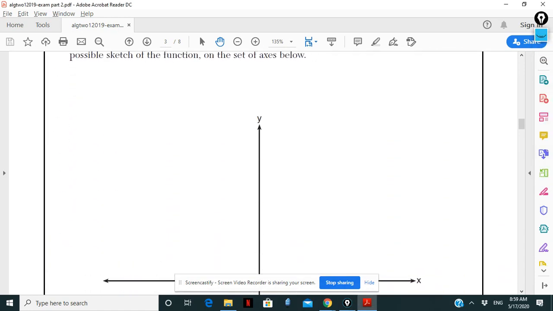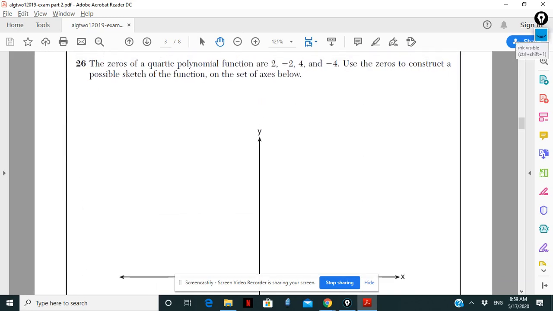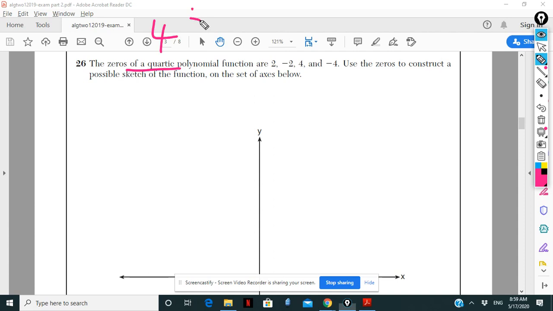Question number 26. On the axis below, the zeros for the fourth degree polynomial function are 2, negative 2, 4, and negative 4. Use the zeros to construct a possible sketch. So he doesn't want exact values, but he wants you to show that the quartic is going to be a W shape, and it should go through these intercepts.